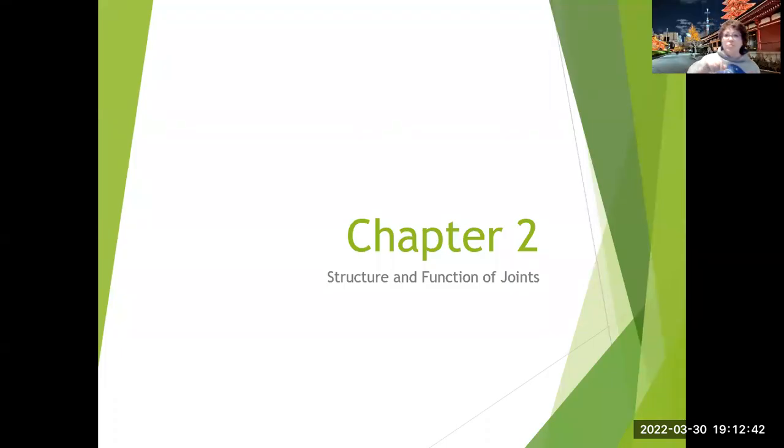Second part of chapter 2, we're getting into the structure and function of joints. So we're going to talk about the different classifications of joints on a couple different levels. In your lab manual, on page 19, there is a little joint classification worksheet that we will go over in lab. So if you want to take a look at that and start filling in those boxes, you could do that.